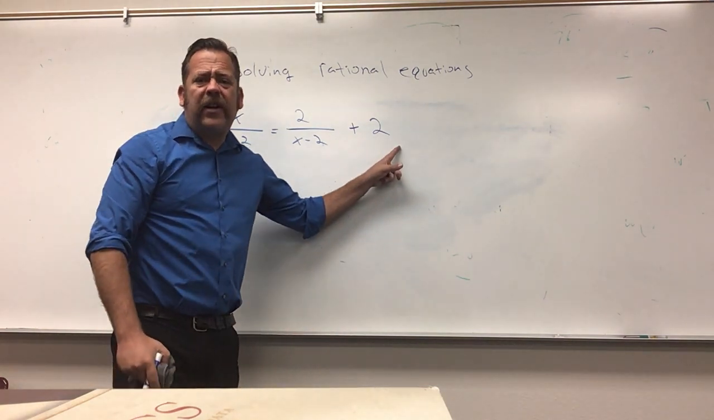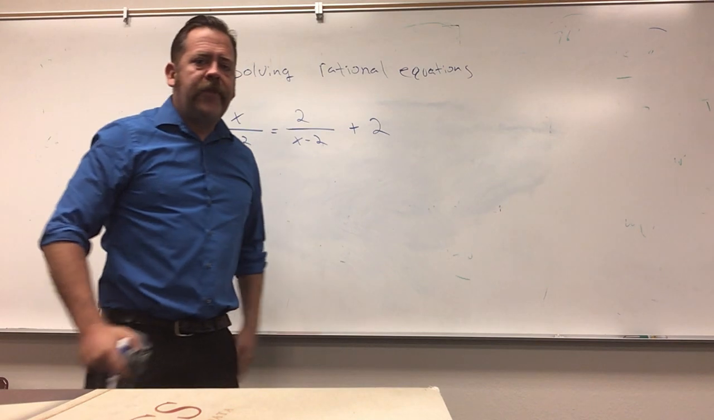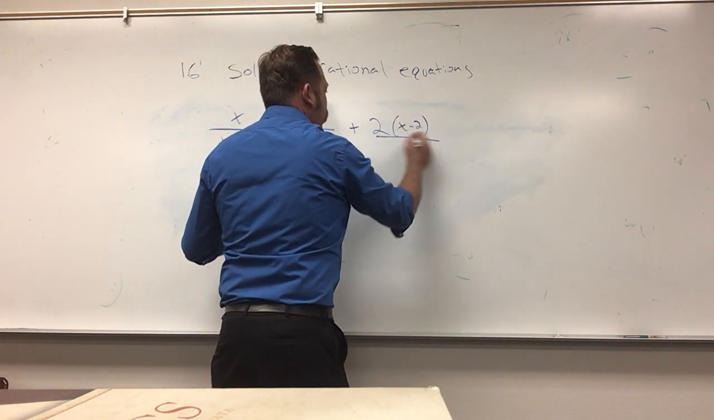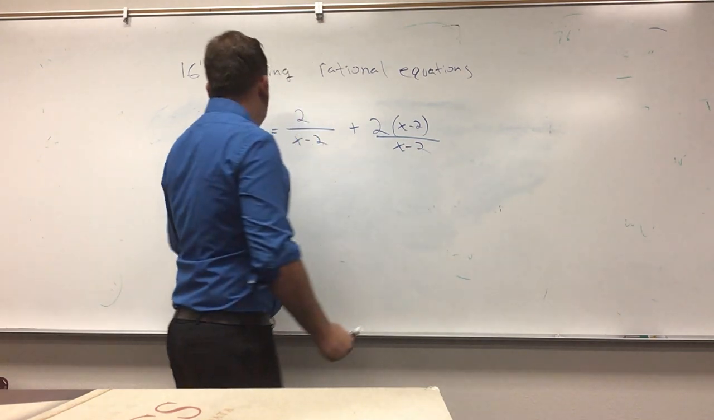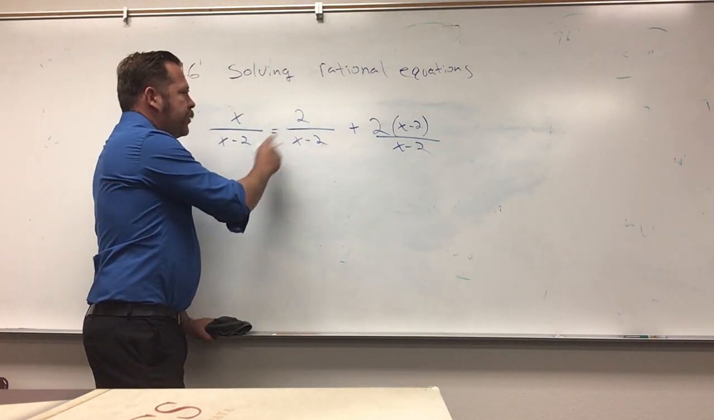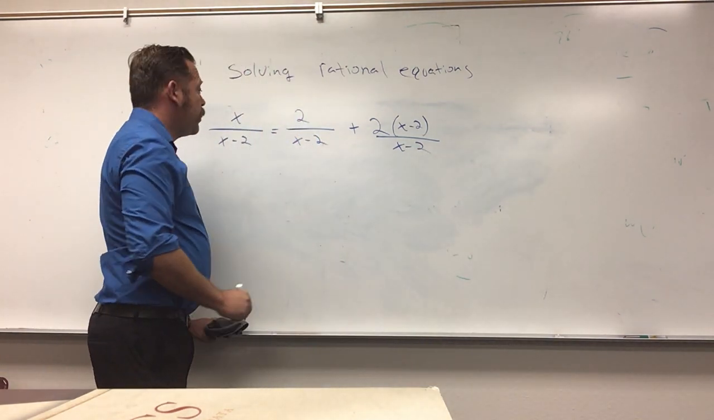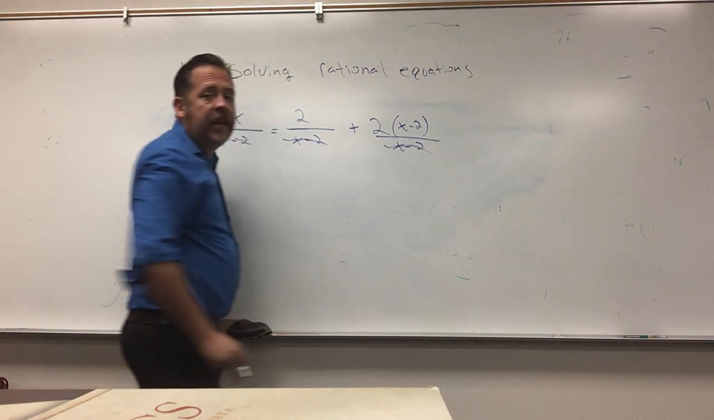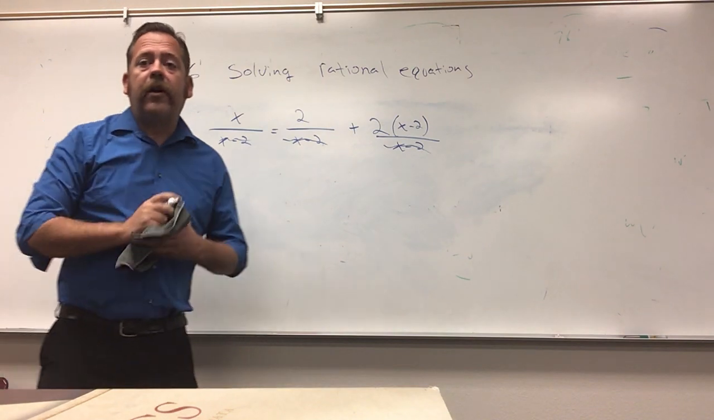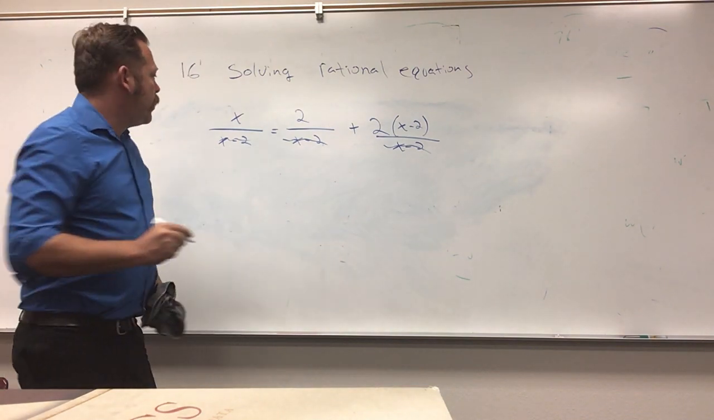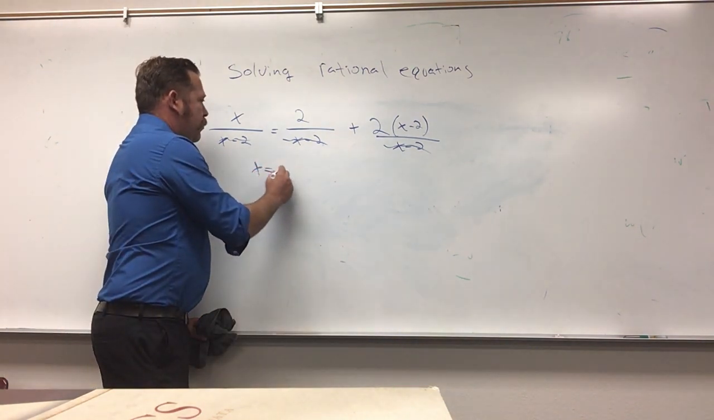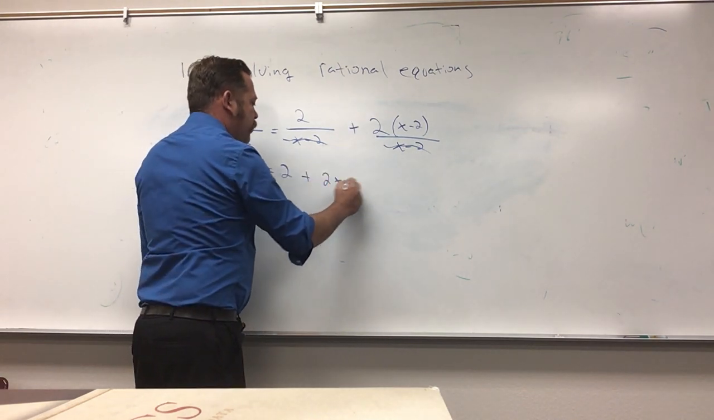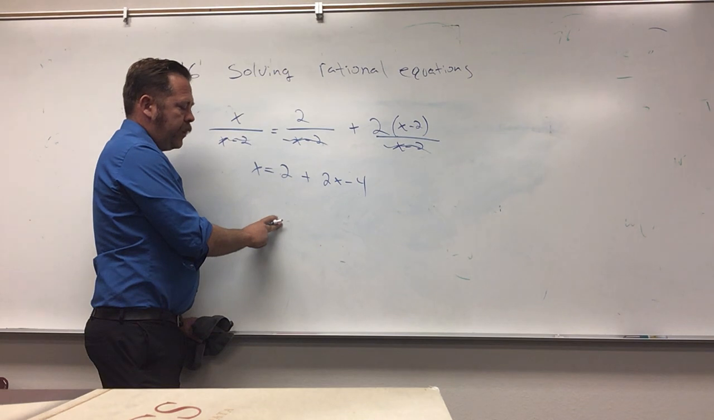This one needs a denominator of x minus 2 to make them all the same. So if I did x minus 2 over x minus 2, now all my denominators are the same. Now, all I need to do is focus on the numerator. I can temporarily disregard these. We are going to visit it at the end to make sure that we don't get 0 in the denominator with our solution. So I have x equals 2 plus 2x minus 4, right?